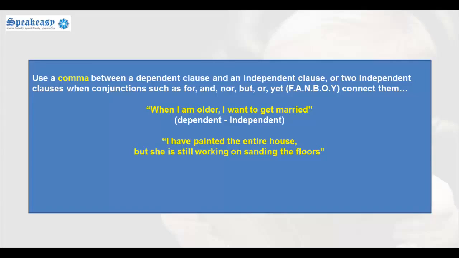I have painted the entire house, but she is still working on sanding the floors. This sentence is made of two independent clauses. They are separated by a comma and a conjunction.